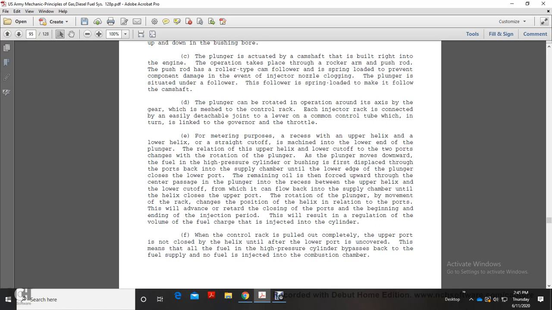For metering purposes, the plunger has an upper helix, a lower helix, and a straight cutoff machined on the lower end of the plunger. The relation of the upper helix and lower cutoff to the two ports changes with the rotation of the plunger. The plunger moves down, and the fuel in the high pressure cylinder is pushed out.